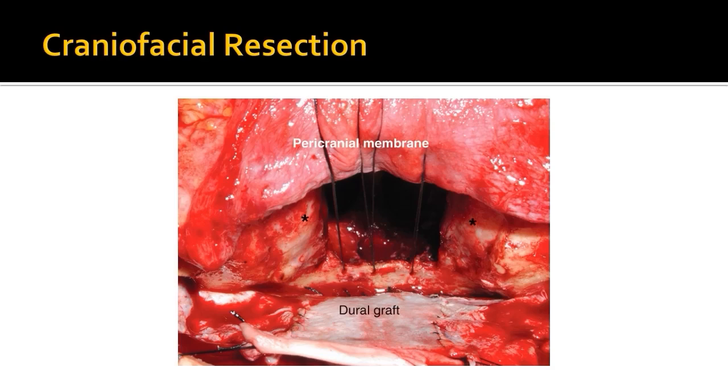It is vital to ascertain that the bone flap causes no compression of the pericranial graft. The pericranium should be able to move freely between the bone edges.